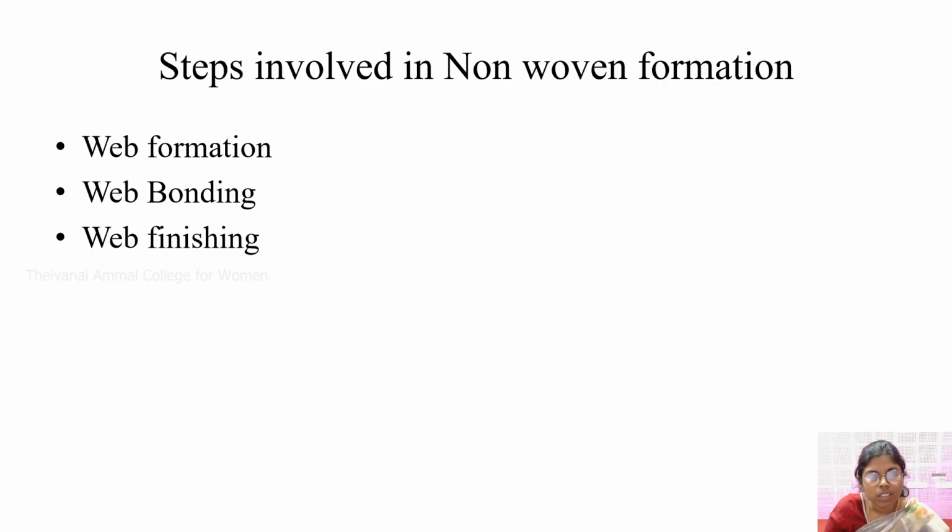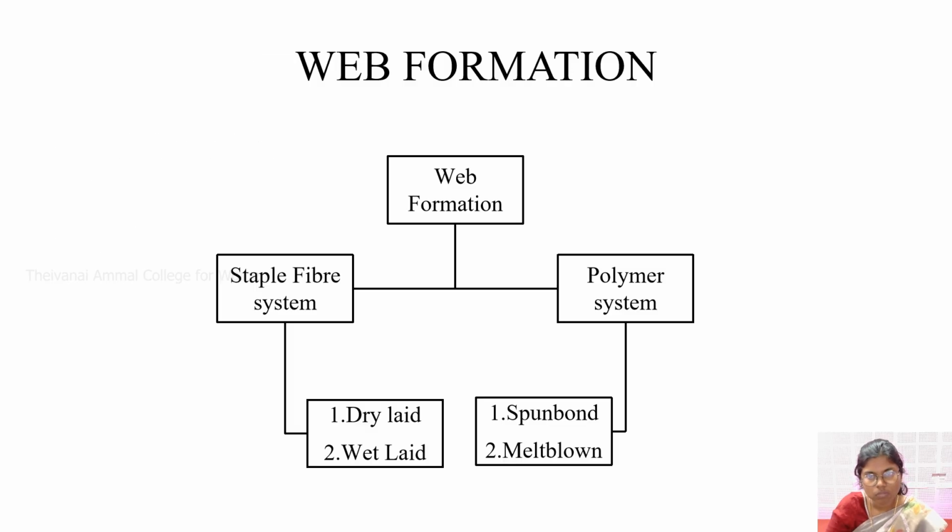So there are three main steps involved in non-woven formation: the formation of web, bonding of web and the finishing of web. In this video we will be discussing in detail web formation. We can classify web formation into two: the staple fiber system and the polymer system. The staple fiber system is further classified into dry laid and wet laid. The polymer system is further classified into spun bond and melt blown.